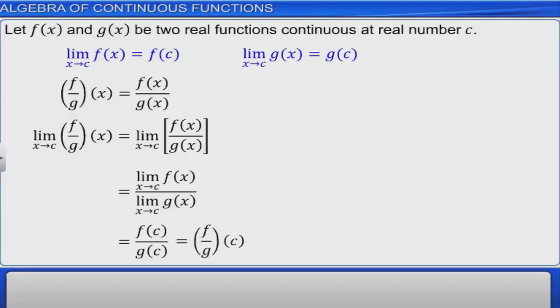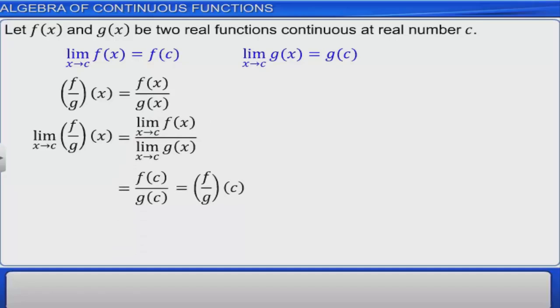Hence, f divided by g is continuous at x is equal to c, provided g of c is not equal to 0.